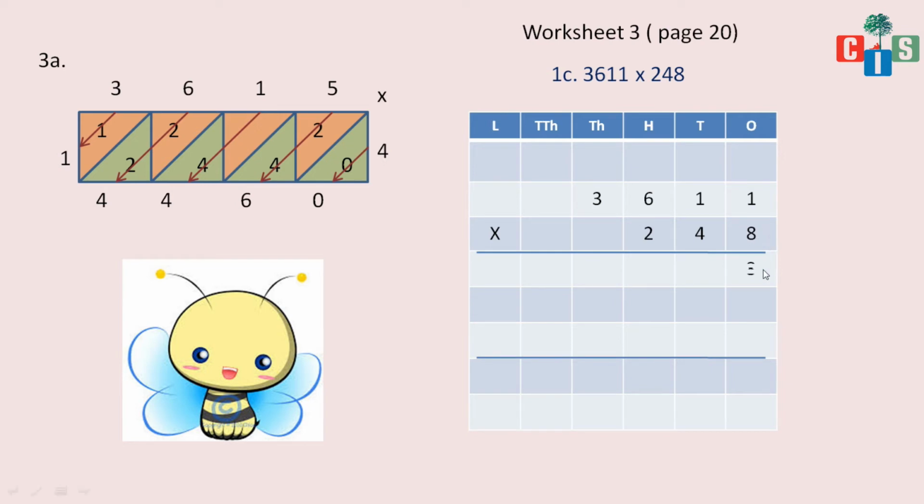8 ones are 8, 8 6s are 48, so 8 and 4 carried over. 8 threes are 24, yes, and plus 4 will give me 28. Then 0 is there. 4 ones are 4, and 4 ones are 4, 4 6s are 24, 4 and 2, and then 4 3s are 12, plus 2 will give me 14, yes.